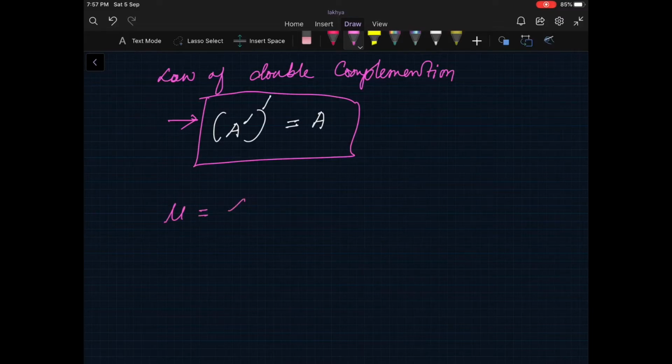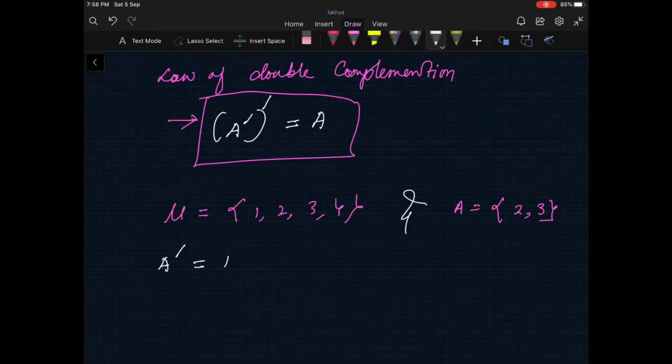Okay, so suppose we have a universal set U which contains 1, 2, 3 and 4, and set A contains 2 and 3. Okay, so now you see how to find the A complement. A complement is given by U minus A. So how to find that? You have to eliminate the elements in set A from the universal set, and doing so we have got a set containing 1 and 4.